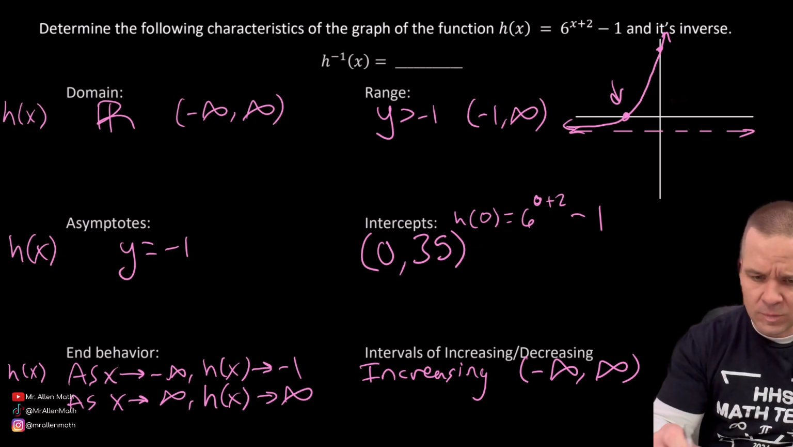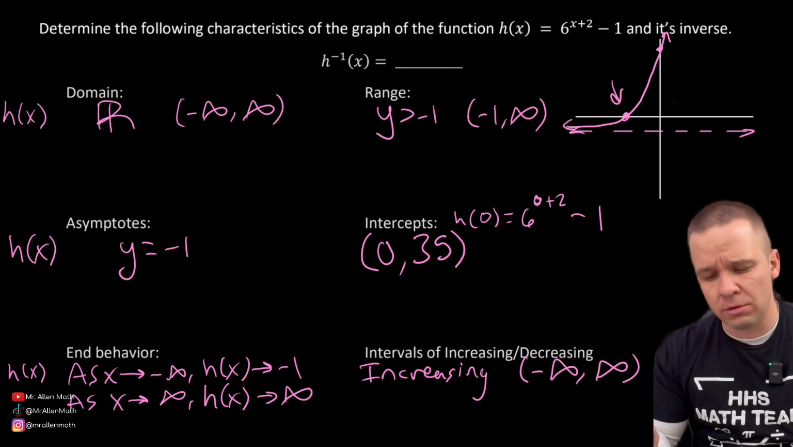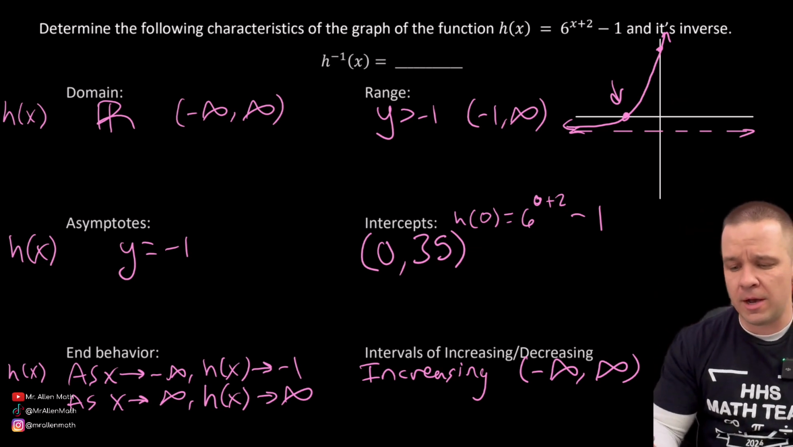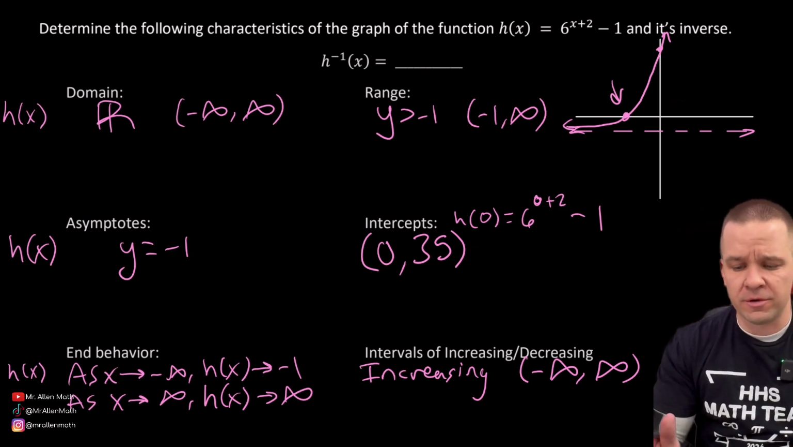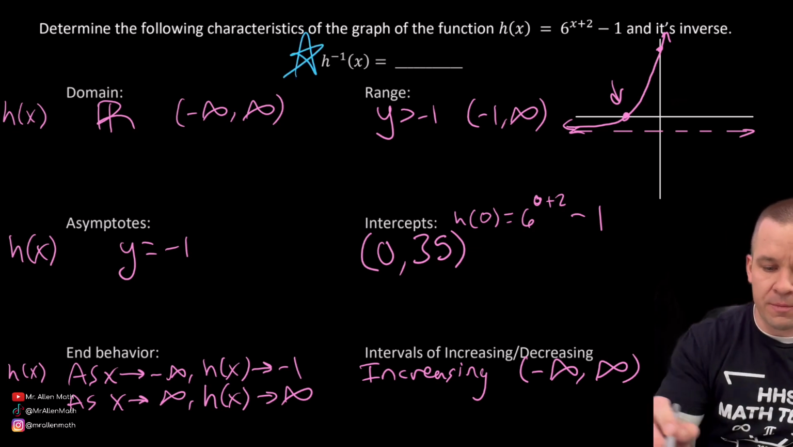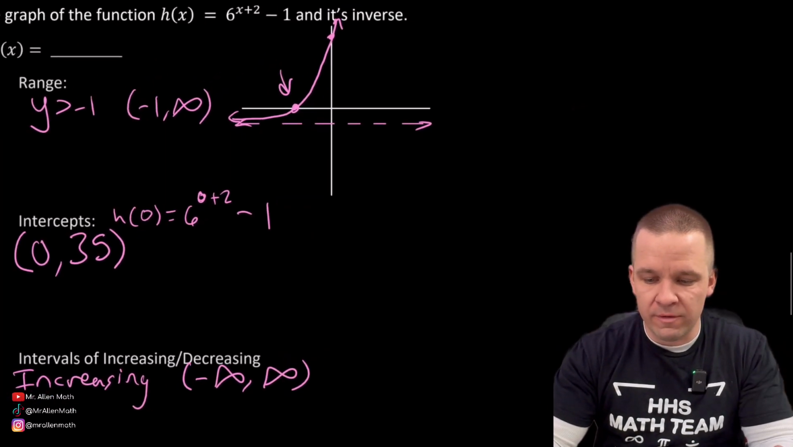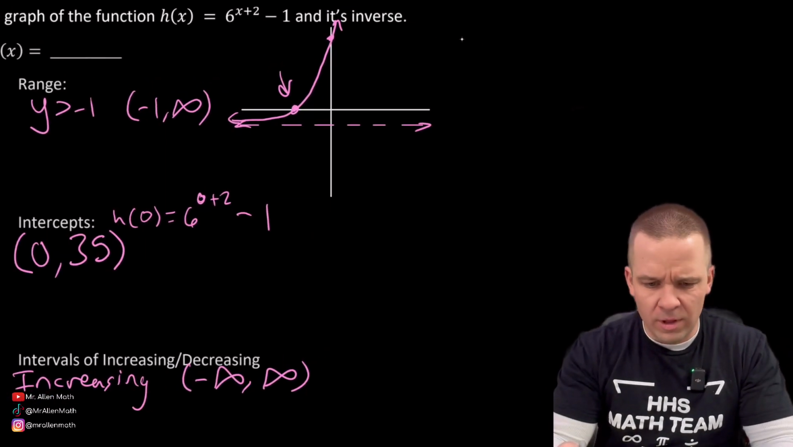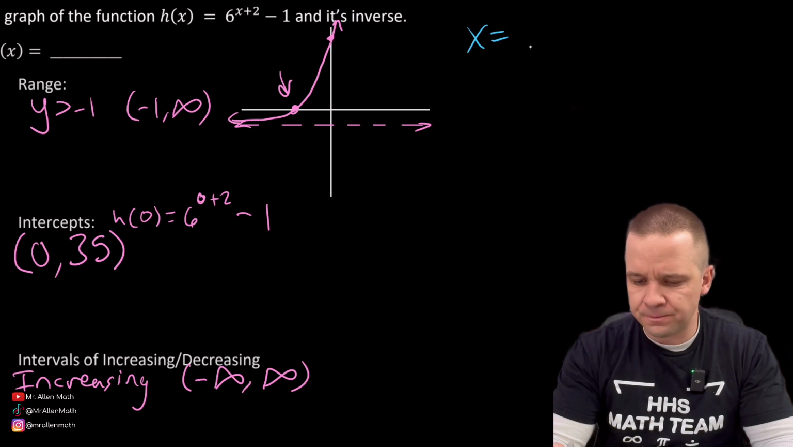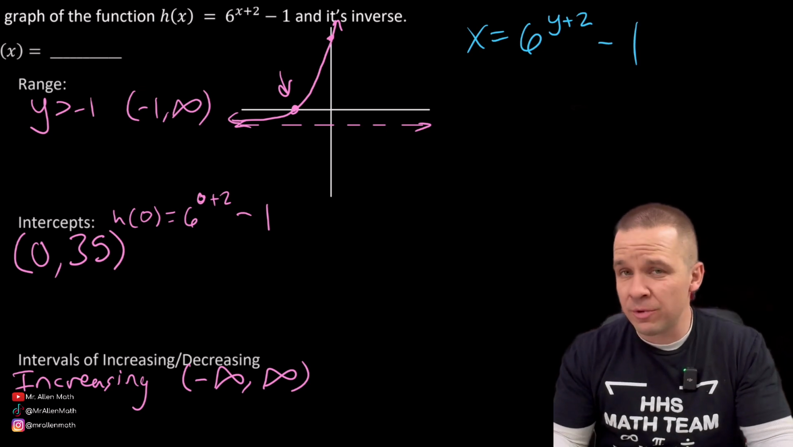Okay. So let's see here. We'll go light blue for the log here, okay? So for my log, or for my inverse here, I am going to rewrite it in log form. It is asking for the equation right up here, right? So I will go ahead and do that off to the side here. We've got x equals 6 to the y plus 2 minus 1. So now I need to resolve this for y.